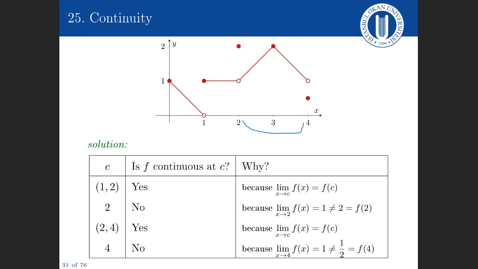Between 2 and 4, it's continuous. I could draw this without lifting my pen. The limit is equal to f of c. And finally, at 4, the function is not continuous because the limit is equal to 1, but f of 4 is equal to 1/2.